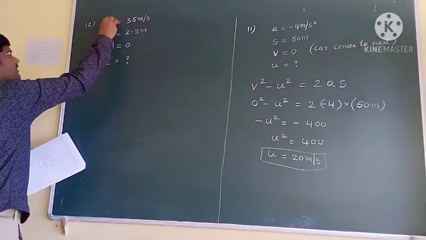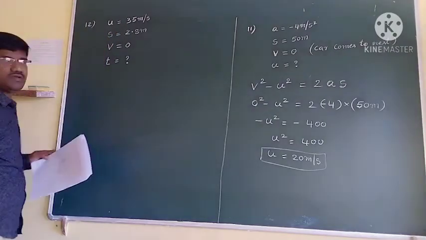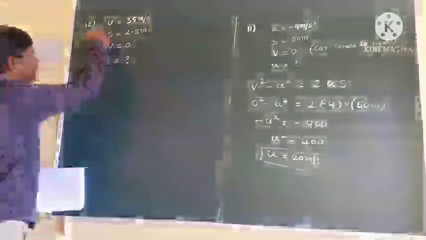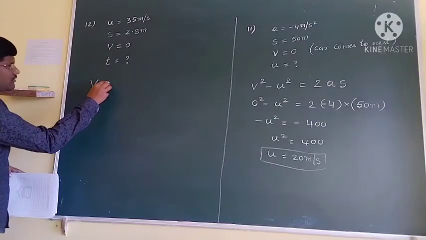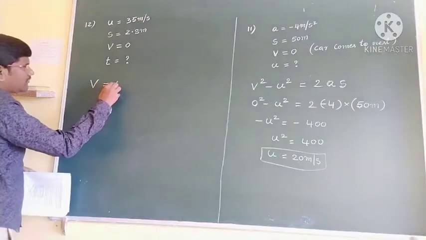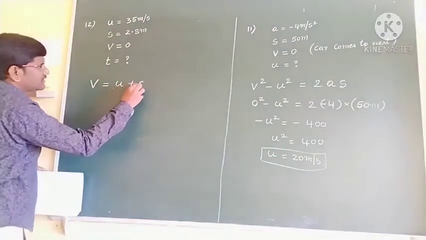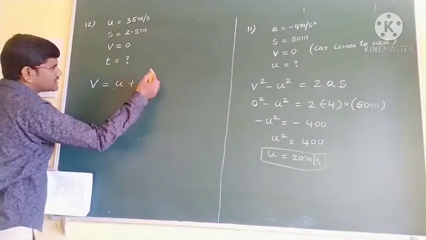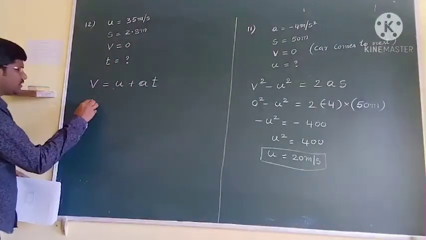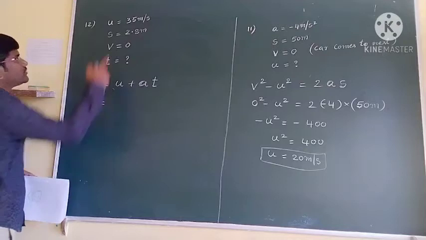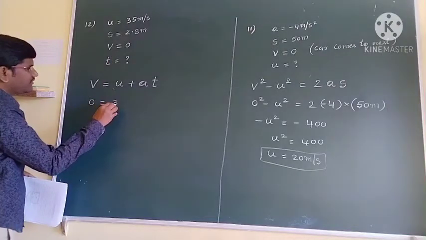Okay students, so u is given, s is given, v is given, question mark is t. With this, what is the connecting equation we have? v is equal to u plus a into t. This is the formula we have. And final velocity is 0. Okay students, u is 35 meters per second.